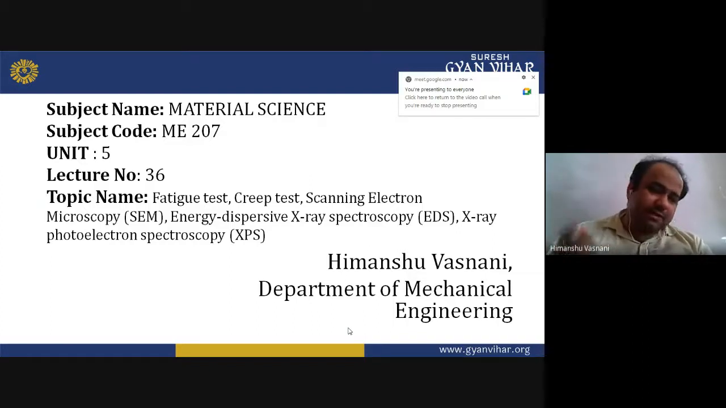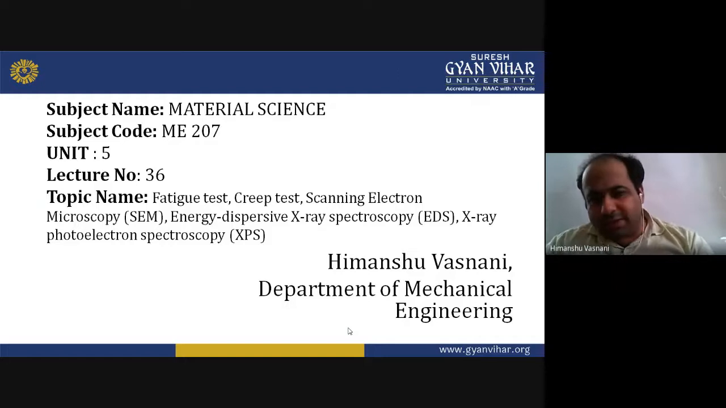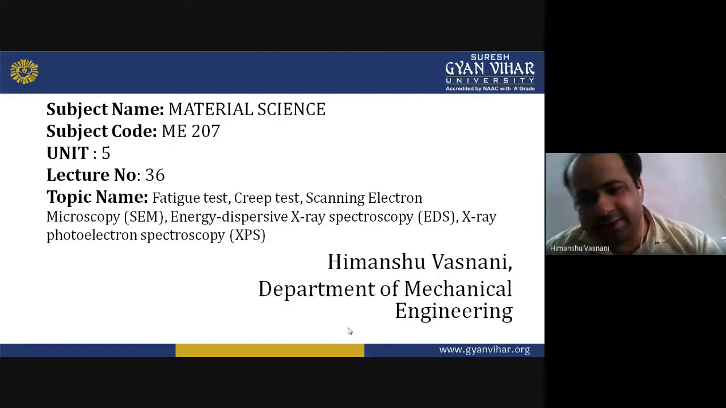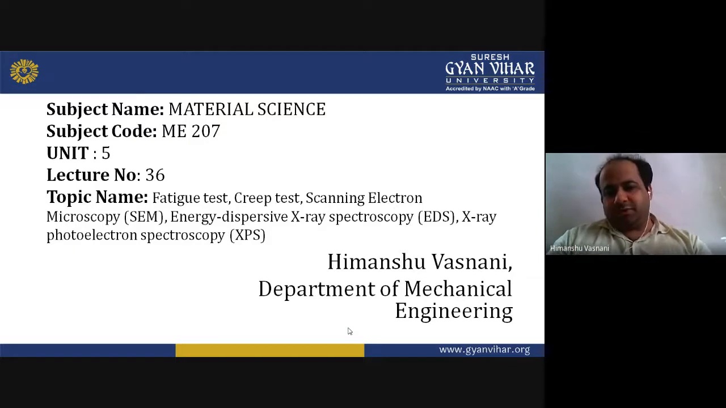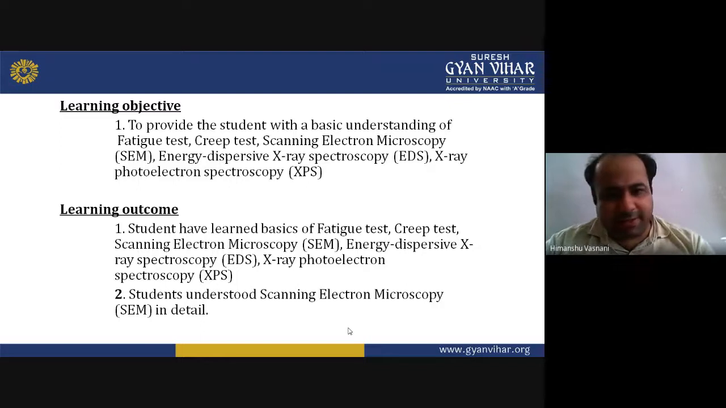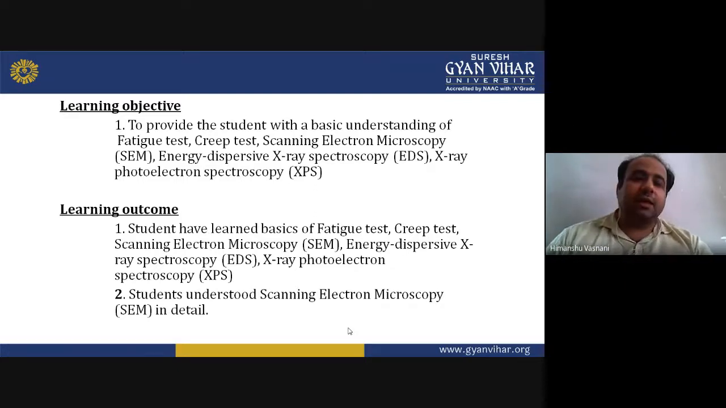Material Science, subject code ME207, unit number 5, lecture number 36 in the series, and today's topic is fatigue test, creep test, scanning electron microscopy, that is SEM, then energy dispersive X-ray spectroscopy, that is EDS, and X-ray photoelectron spectroscopy, that is XPS. The learning objective for today's lecture is to provide the students with a basic understanding of these tests.